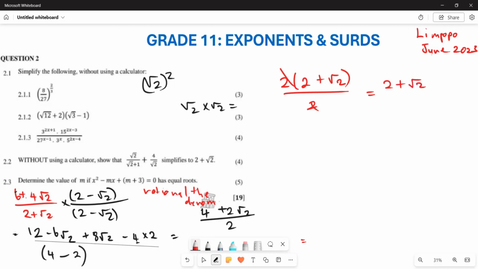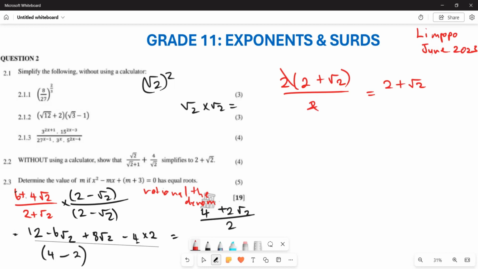Okay, so basically, this is how you're going to solve this question. I know these questions sometimes look very difficult, but they are going to be very easy if you just practice more and more of these types of questions, right? Now, let's continue. In here, they say 2.3, determine the value of m if x squared subtract mx plus m plus 3 is equal to 0 has equal roots.